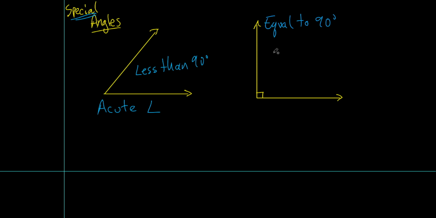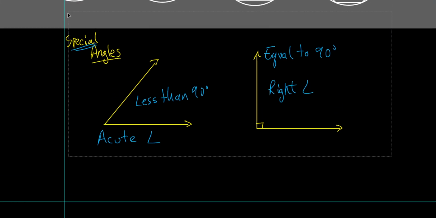All right, so if it's equal to 90 degrees, we have a special name for that. If it's less than 90, we call it acute. If it's equal to 90, we call it a right angle. So 90 degrees is a right angle. Everybody with me? All right. So let's scooch this back down. About right there. All right, let's do another one.